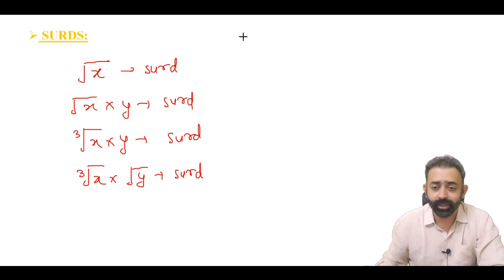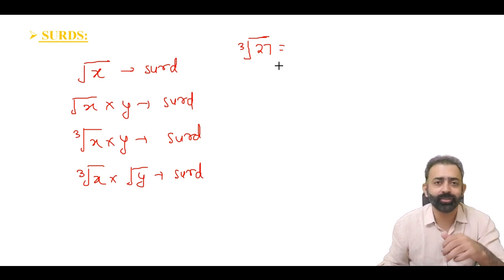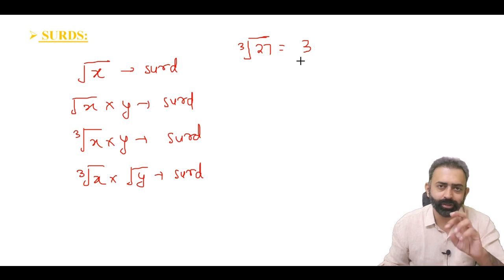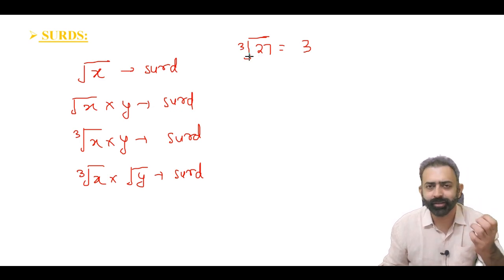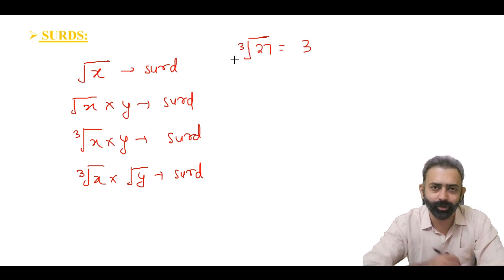And suppose I have cube root of 27. Although this is a surd form, actually it is not an irrational number. This will give me the integer or whole number value, which is 3. So 3 is not a surd form, but cube root of 27 may be regarded as a surd form because it is written in the square root or cube root form.